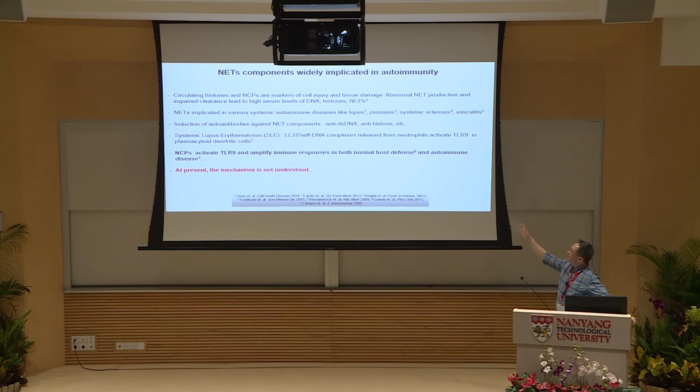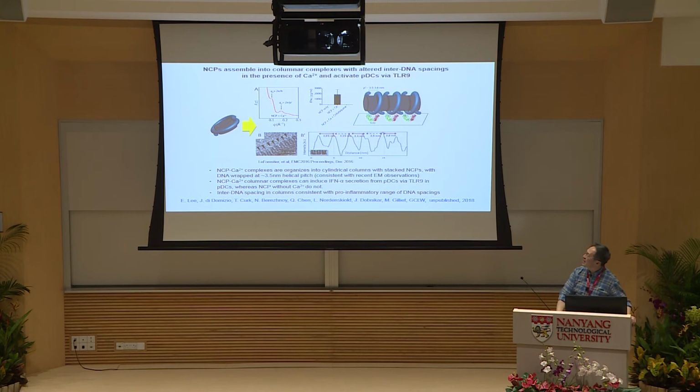The reason we're interested in this is because these so-called NETs components that I just listed are important in all kinds of autoimmune phenomena, including lupus, including psoriasis, and others. And right now, the mechanism for the immune activation is not understood. People do know, however, that NCPs activate inflammation through the TLR9 pathway. So we wanted to see what happens.